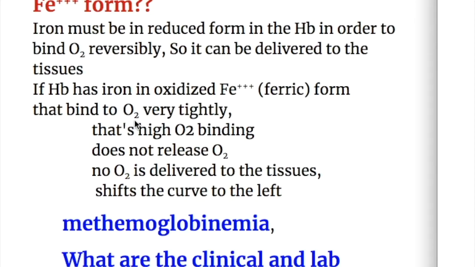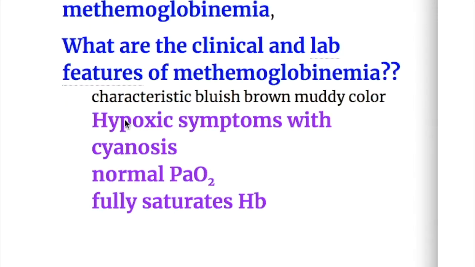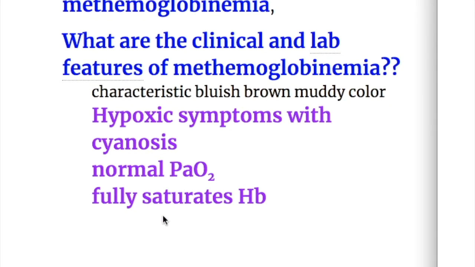That shifts the curve to the left, and the condition is known as methemoglobinemia. So what are the clinical and lab features of methemoglobinemia? There is a characteristic bluish brown muddy color, hypoxic symptoms with cyanosis, with normal PO2 and fully saturated hemoglobin. Because oxygen is not released from the hemoglobin, the patient has cyanosis and hypoxic symptoms, but still PO2 and hemoglobin are normal.